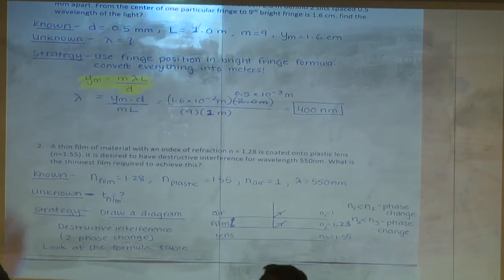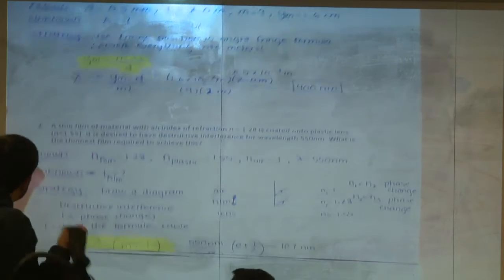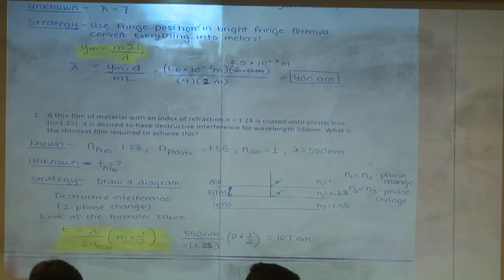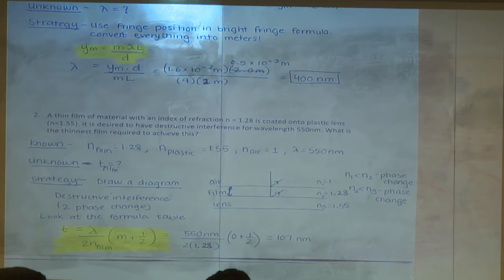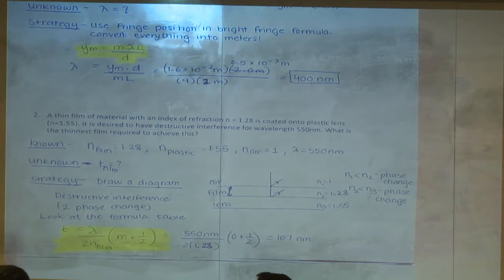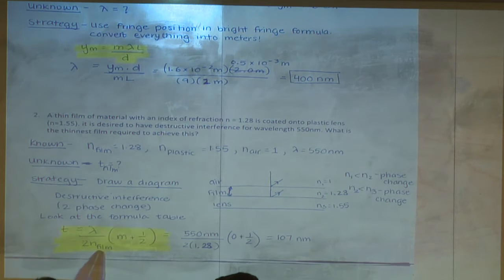All right, so we're going to use destructive interference for 2-phase change. The formula is thickness equals lambda over 2 times the refractive index. In the table, it doesn't tell you what refractive index we're going to be using, either the film or the plastic lens. Since we're looking for the film thickness, we're going to be using the refractive index for film. Therefore, I wrote film there.